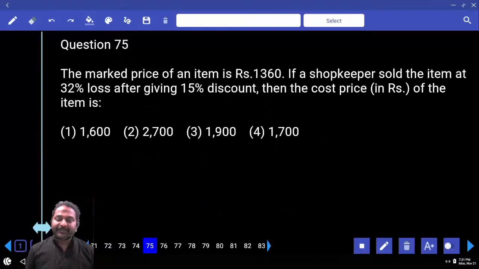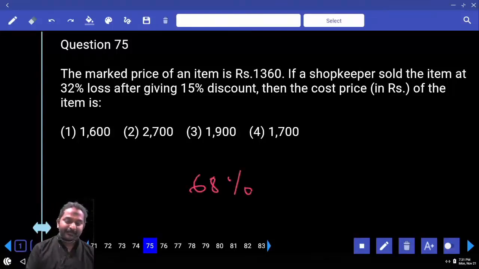The market price of an item is 1360. If a shopkeeper sold the item at 32% loss after giving 15% discount, then what is the cost price of the item? 32% loss. That means 68%, right?